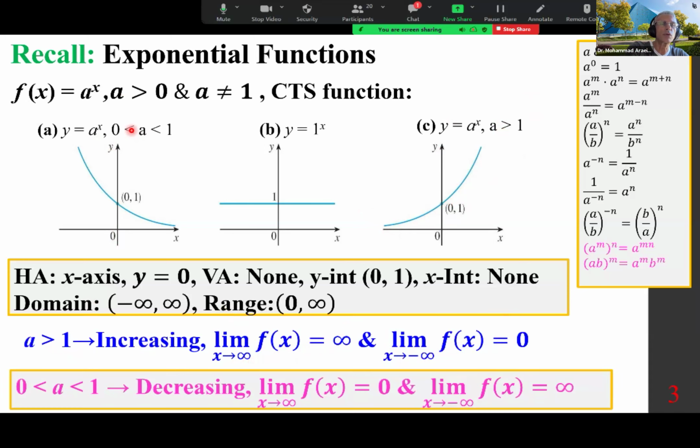When a is between 0 and 1, it's a decreasing function, an exponential decay, where limit of f of x as x approaches infinity is 0, the definition of a horizontal asymptote. And the limit of f of x as x approaches minus infinity is infinity.